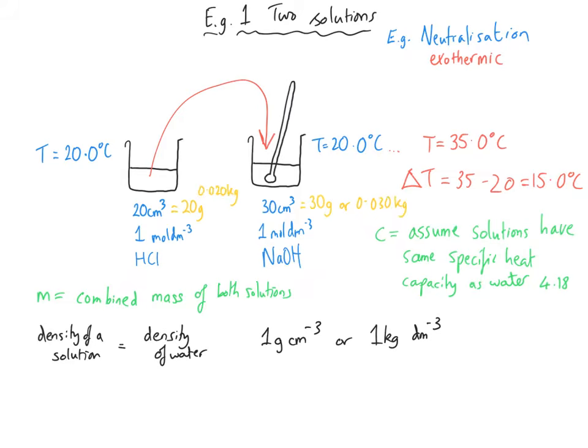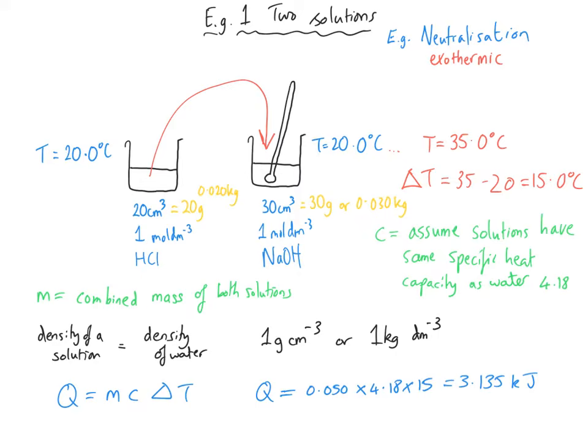or more usefully I think 0.030 kilograms and 0.020 kilograms. And so since Q equals mc delta T, Q now for us here is equal to 0.050 kilograms multiplied by 4.18 multiplied by 15, which gives us 3.135 kilojoules.